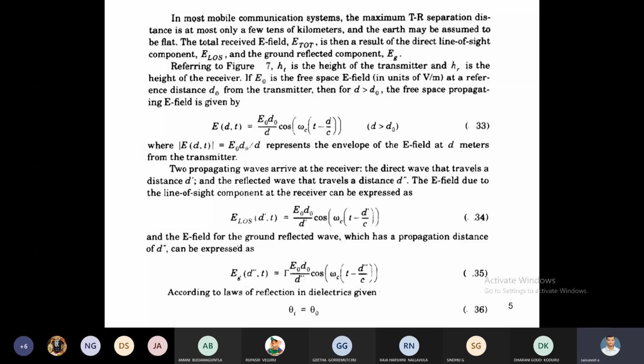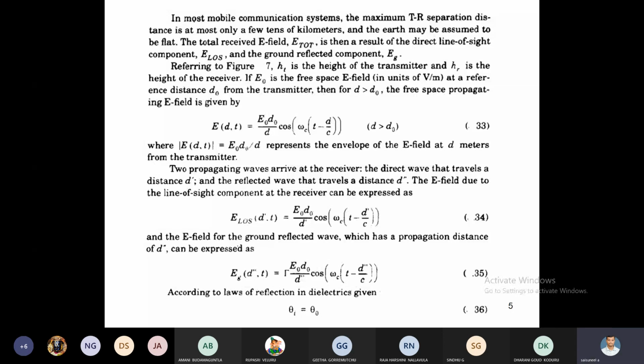Then the E field for free space propagation is given by E of D comma T, which is equal to E naught D naught by D cos of omega C T minus D by C. This is the free space E field equation when D is greater than D naught.